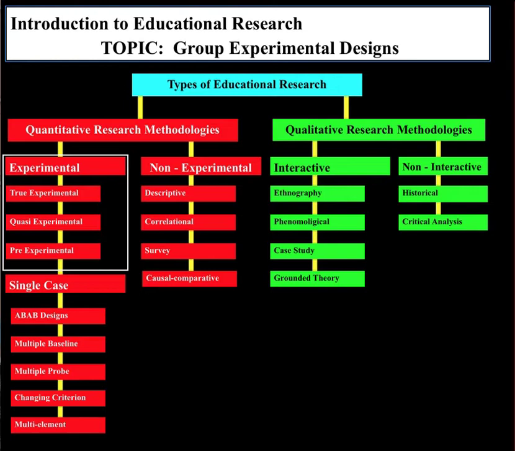So we'll take a look at the pre-experimental, the quasi-experimental, and the true experimental designs. And the goal is that you will come away with an understanding of the strengths and limitations of each type of design and how they control or do not control for internal and external validity. We'll begin with some general information about experimental designs as a whole, and then we'll discuss the specific designs.